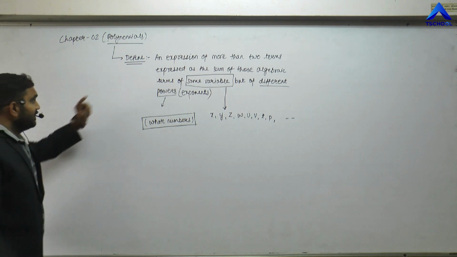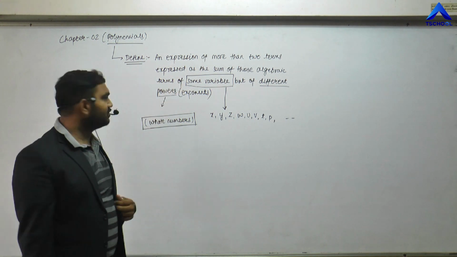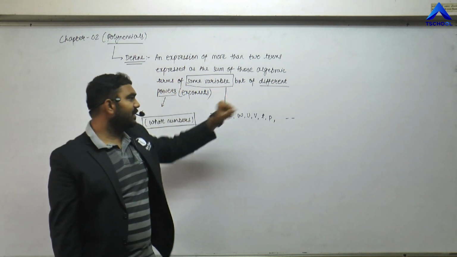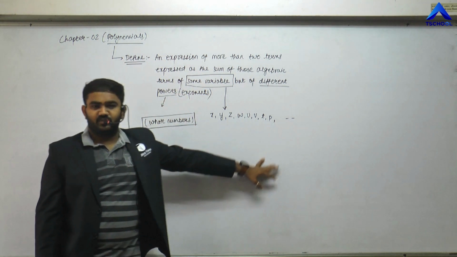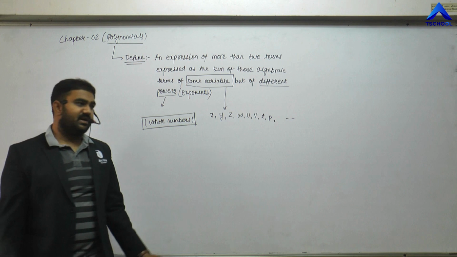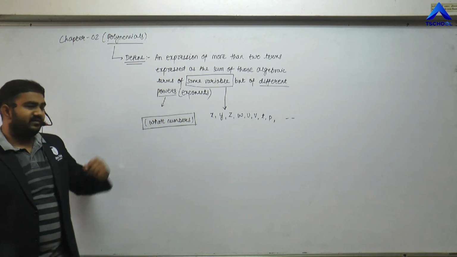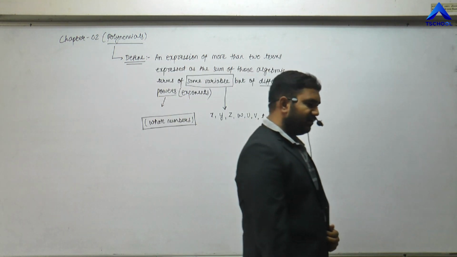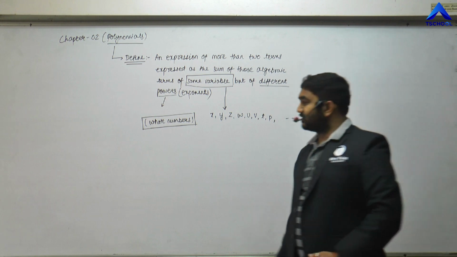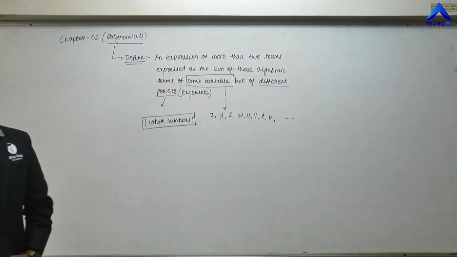Again, an expression of more than two terms expressed as the sum of those algebraic terms of the same variable but of different powers. Here the variables can be taken from this group x, y, z, u, v, w, t, p and so on. Then the powers will be from the category of whole numbers. Okay friends, so that's it about the definition of the polynomials. You just need to remember this.